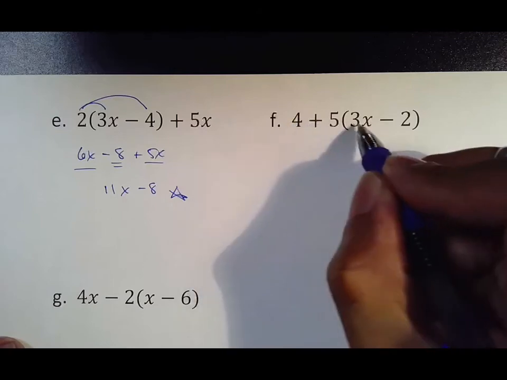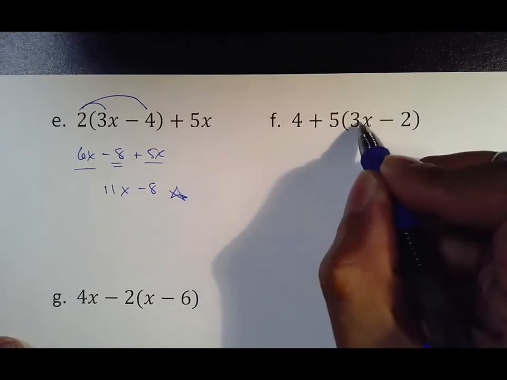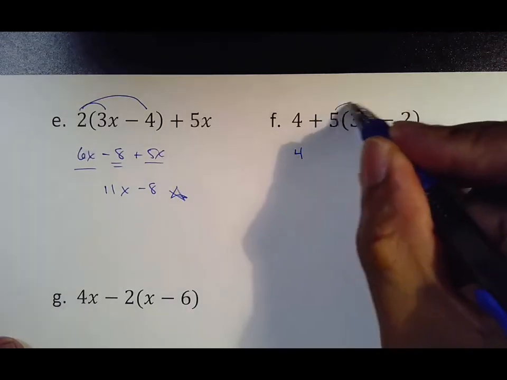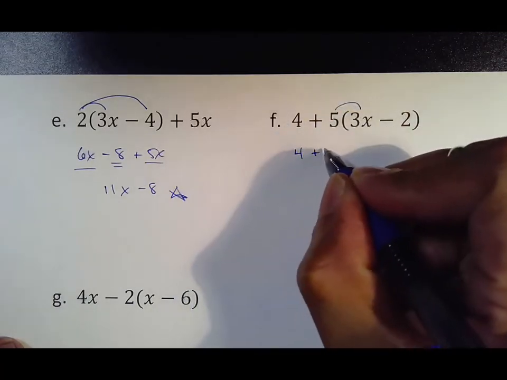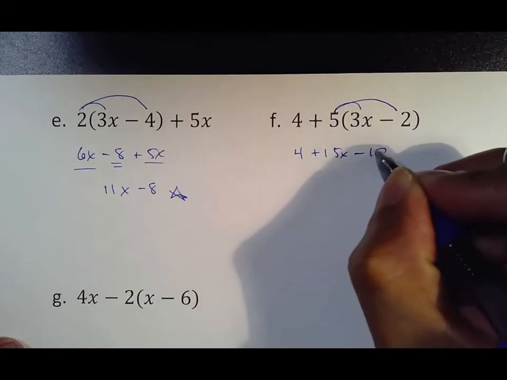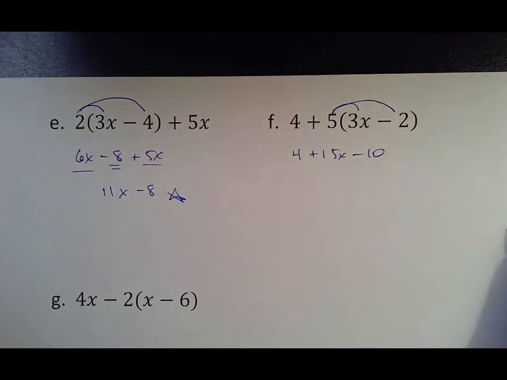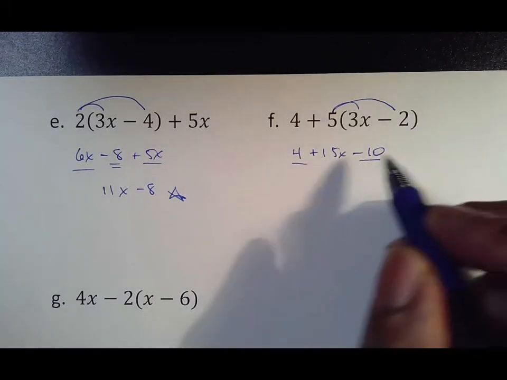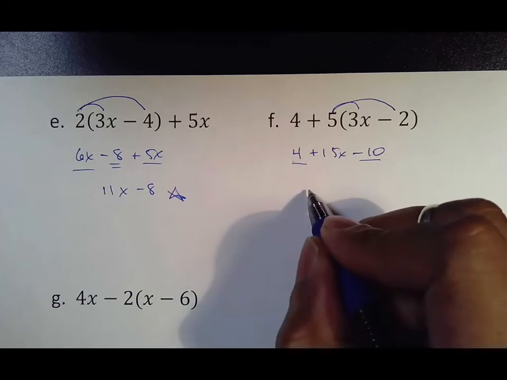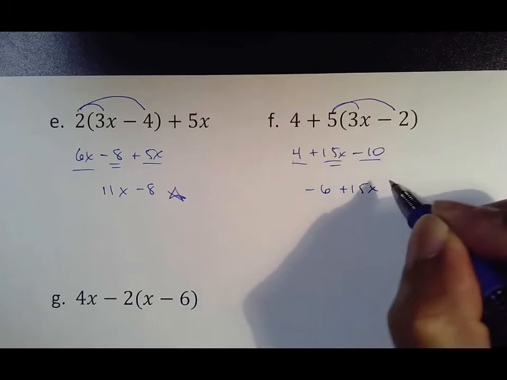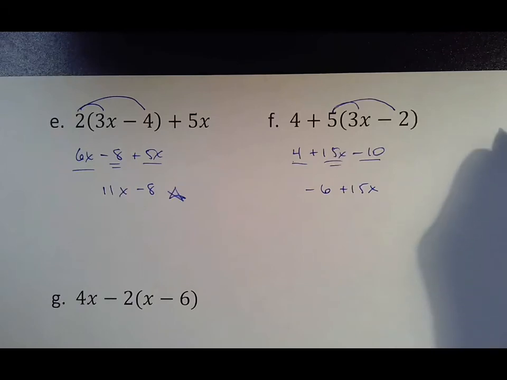Here it says 4 plus 5 times the parentheses. This 5 is the only thing meeting it. This 4 has nothing to do with it, so we bring down the 4 and then we do the rest of it. That's 5 times 3x, which is positive 15x. That's 5 times negative 2, which is negative 10. Look at it carefully, because you have to start doing that and looking, oh yeah, this is a constant and that's a constant, which means 4 and negative 10 make negative 6. The plus 15x just comes down. This would be the simplified version of what you're looking for.